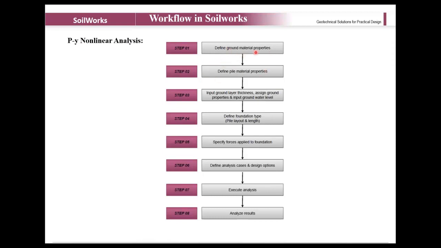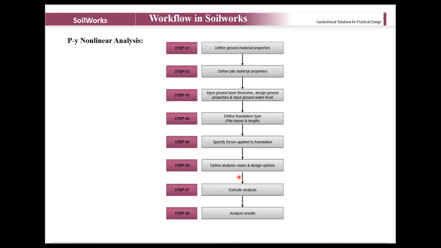The ground materials include the different layers of soil, and we need to define the pile materials, and then input your ground layer thickness. The thickness could be uniform or non-uniform. We need to define the thicknesses, and the type of foundation and how you apply them. We need to specify the forces coming onto your foundation, and define the analysis cases and design options. Then we execute and analyze the results. So this is the basic approach.